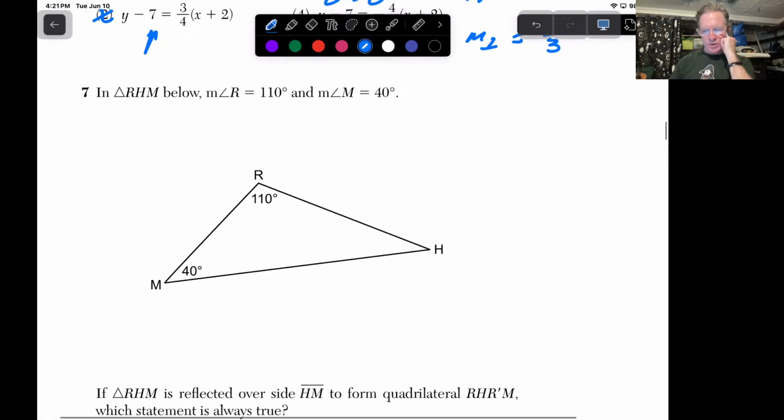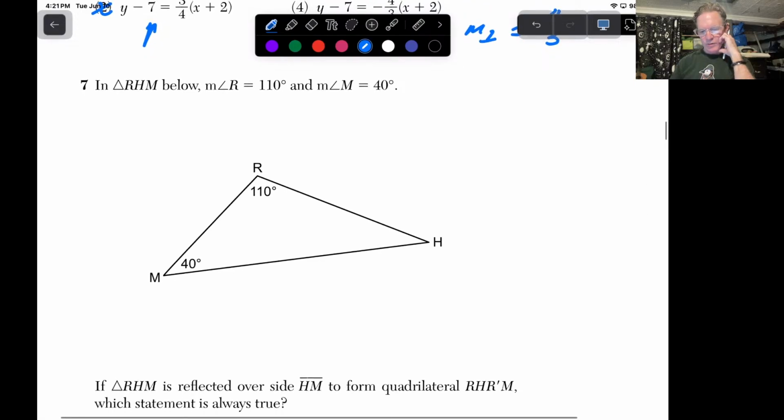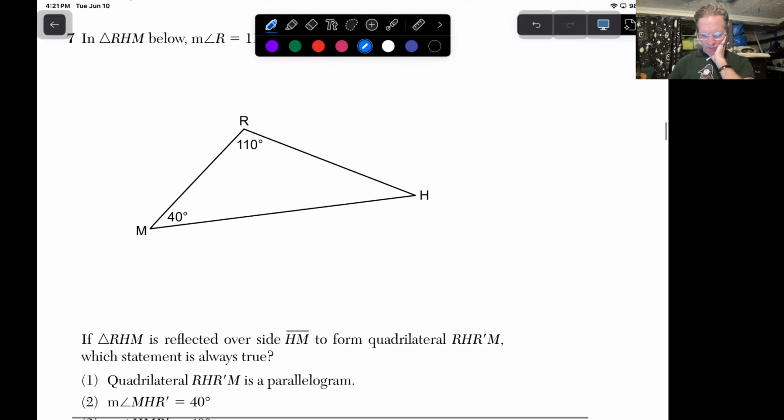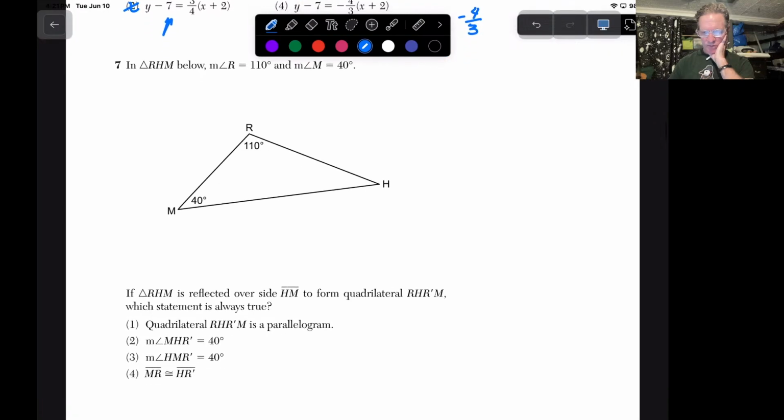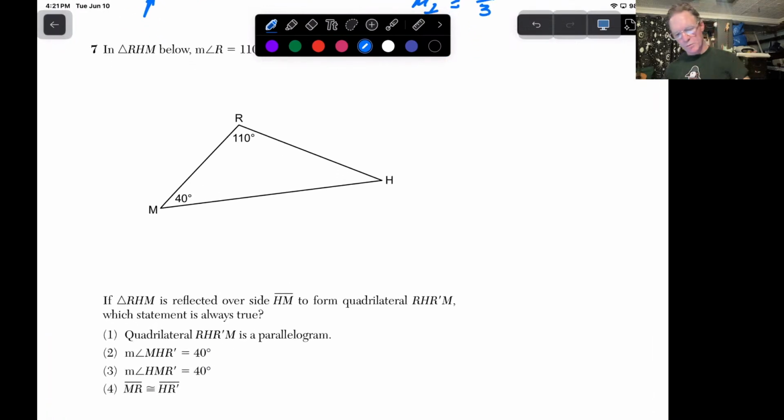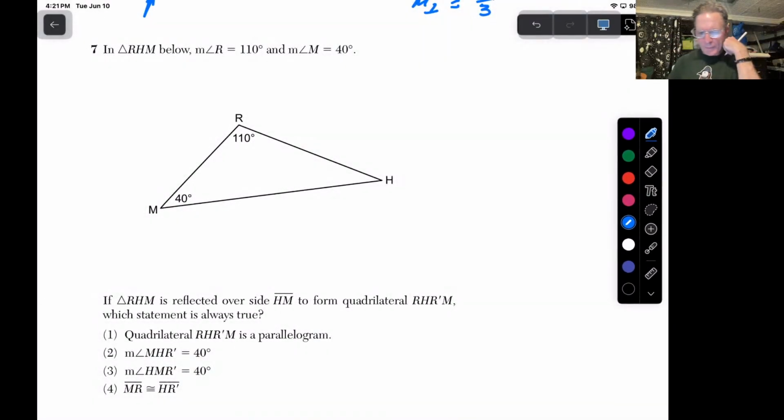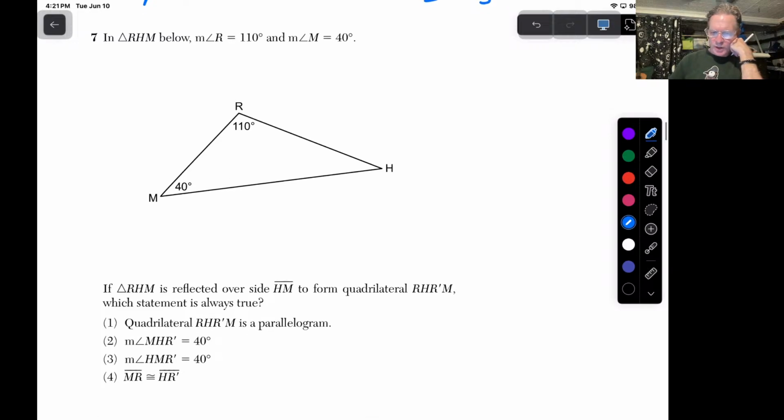All right, in triangle RHM below, the measure of angle R equals 110 degrees. The measure of angle M equals 40 degrees. Oh, this is actually an interesting transformation question here. Let me move this out of the way. So in triangle RHM below, the measure of angle R is 110, the measure of angle M is 40.